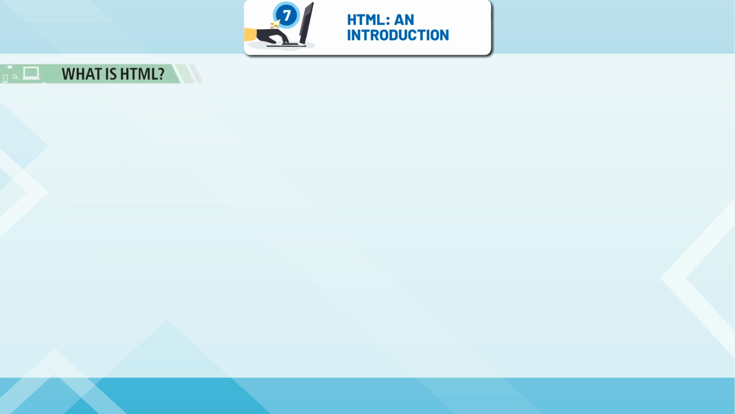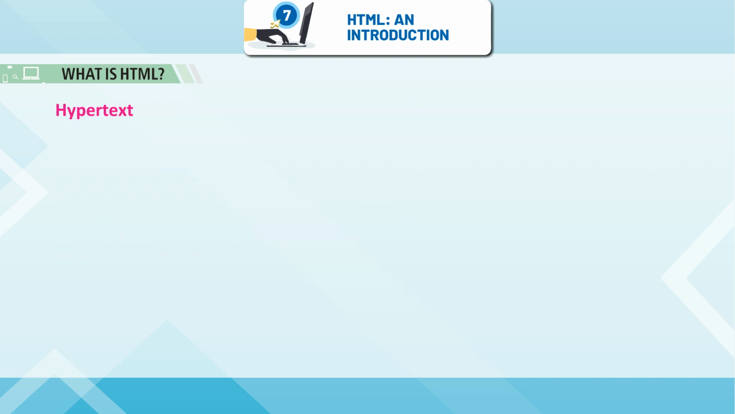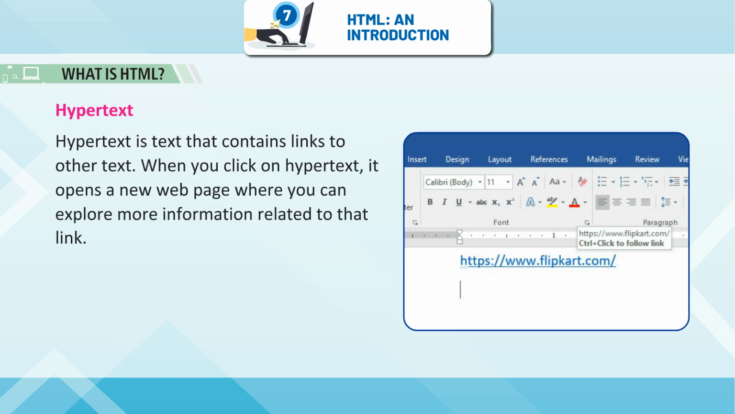What is HTML? HTML stands for Hypertext Markup Language. It is a standard markup language used to create web pages. It is used to structure content on websites by defining the layout and formatting and to include various media elements such as images, videos, and links. Hypertext: Hypertext is text that contains links to other text. When you click on hypertext, it opens a new web page where you can explore more information related to that link.